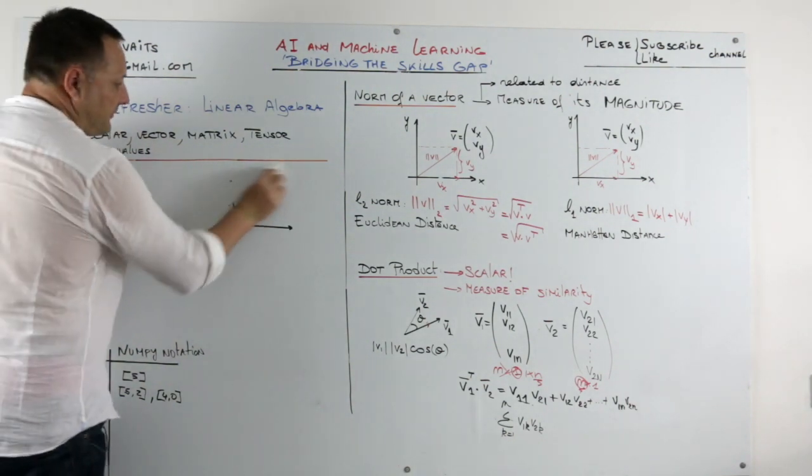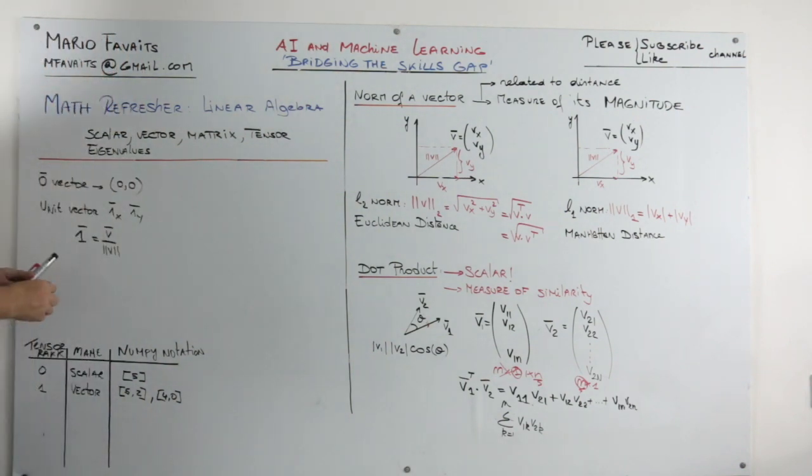Okay, this was it for vectors. Next item in the line is a matrix.